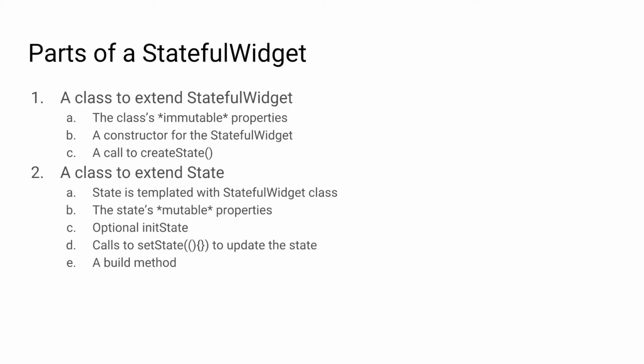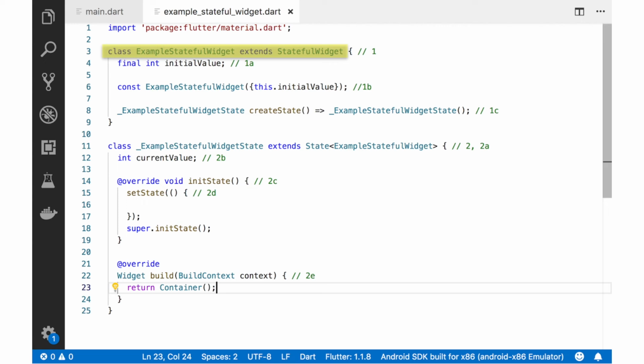Optionally, you can call init state, which is to initialize the state at first run. But then you'll typically have at least one call to set state that gets called in order to update the state of the object. And you'll see why that's important. And then, of course, there's a build method to return the actual widget tree that's part of the stateful widget. Okay, this will be a little clearer, I think, when we get to code. So let's look at some code.